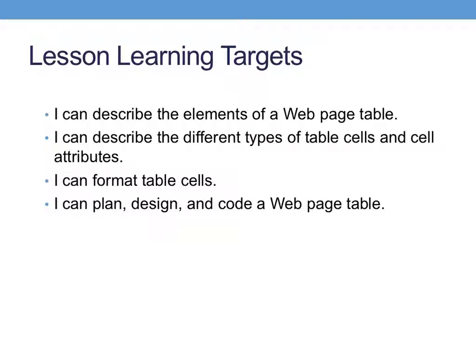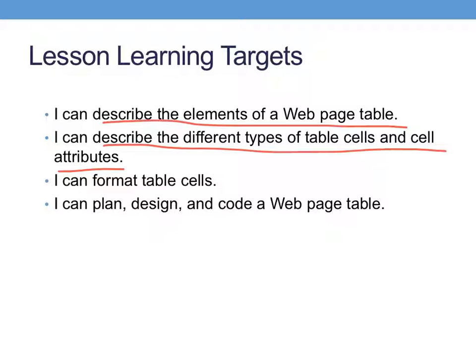On the screen, you'll see the 4 learning targets that you should be able to apply by the end of this lesson. The first is that you can describe the elements of a web page table. The second is that you can describe the different types of table cells and the different cell attributes that can be used to format a table. You'll then be able to format table cells, and then finally in the second video we'll talk about planning, designing, and coding of a web page table.